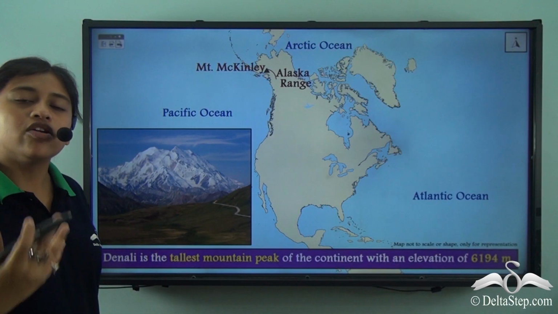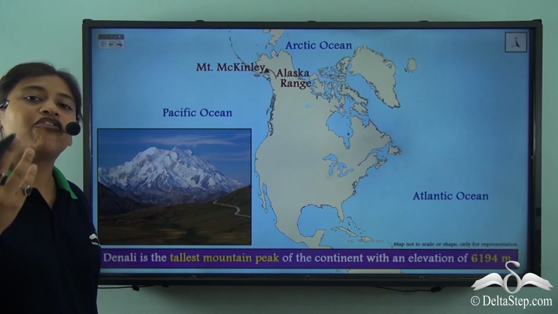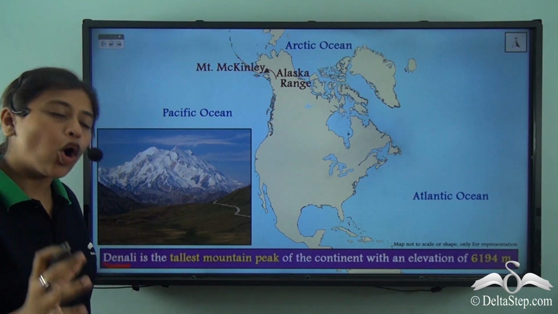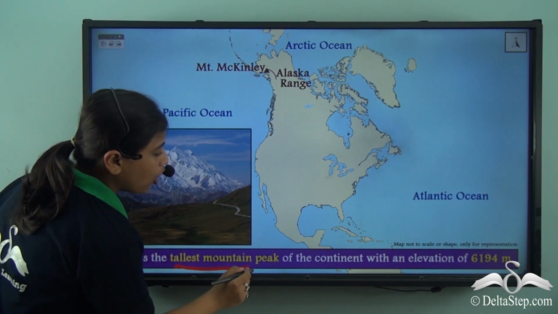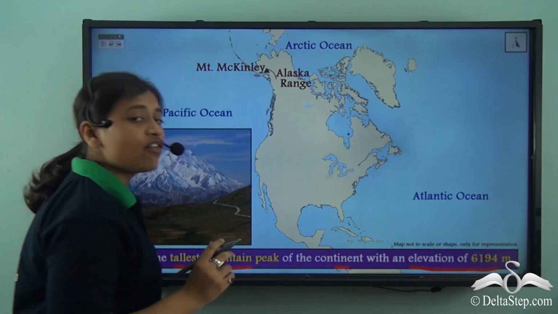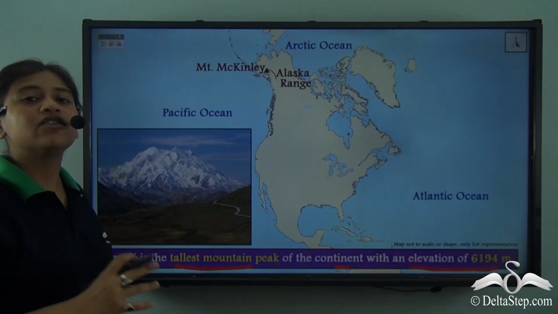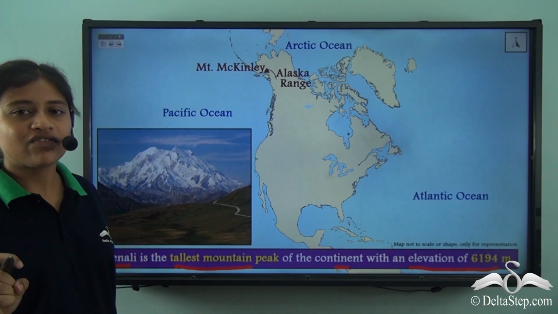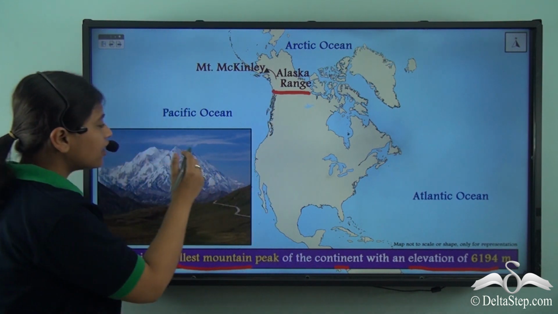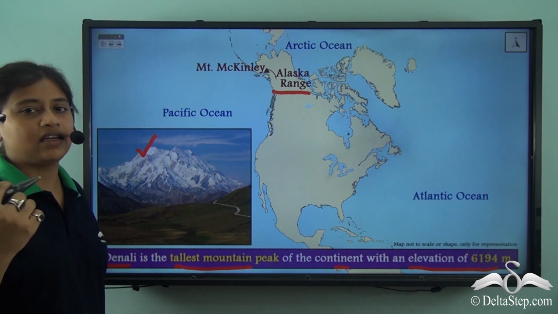Now, as we have already talked about, Mount McKinley is famously known as Denali. So Denali is the tallest mountain peak of the continent of North America with an elevation of 6,194 meters. It is one of the favorite tourist destinations of Alaska, and it is a part of the Alaska Range. Here we have a photo of Mount McKinley, also known as Denali.